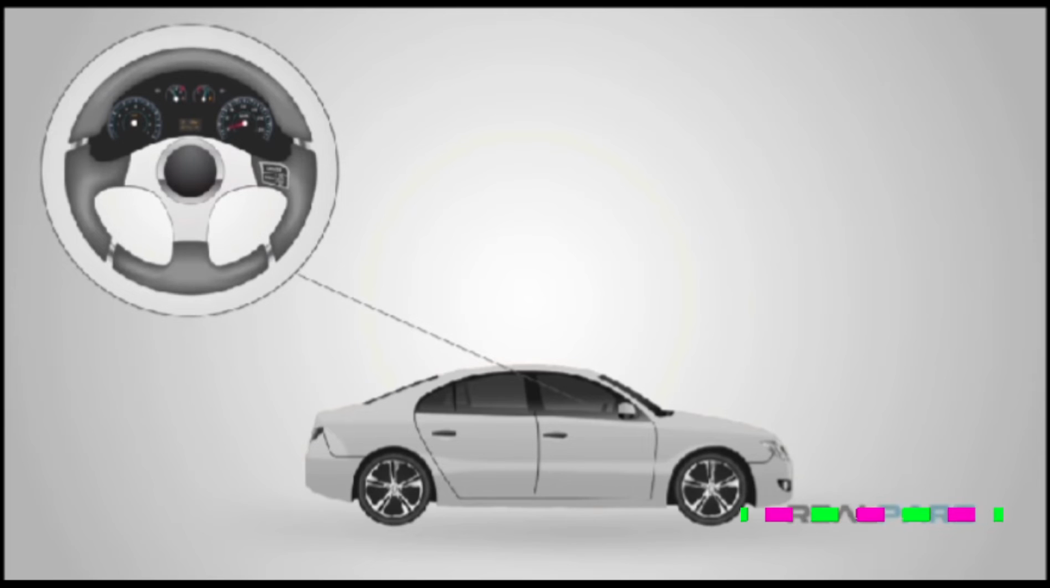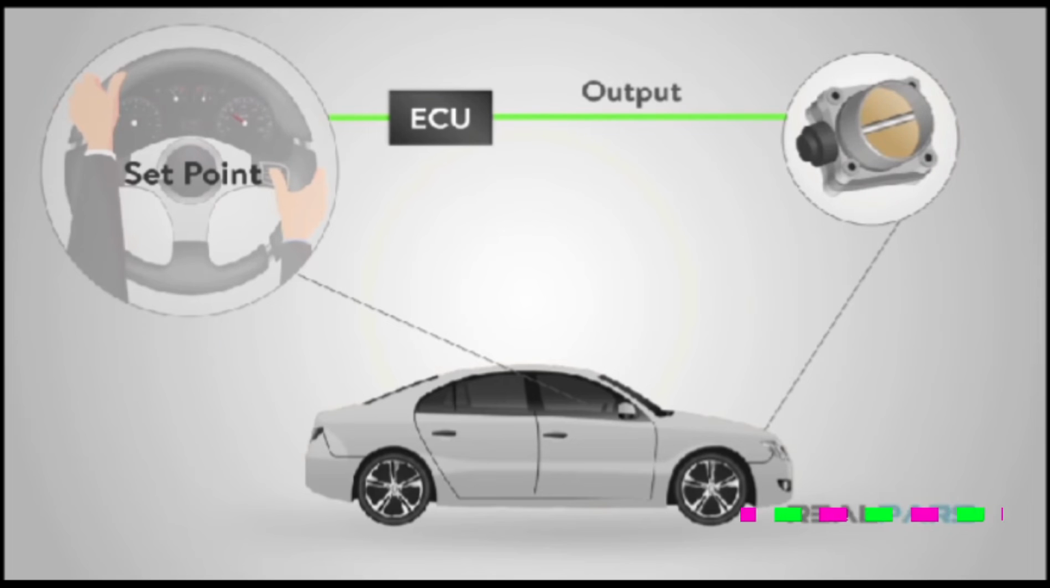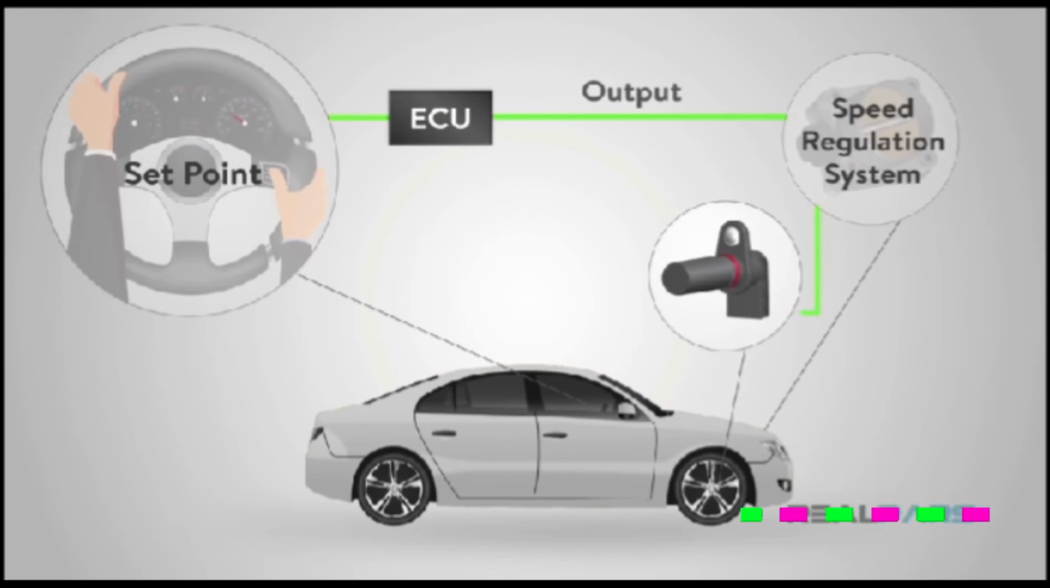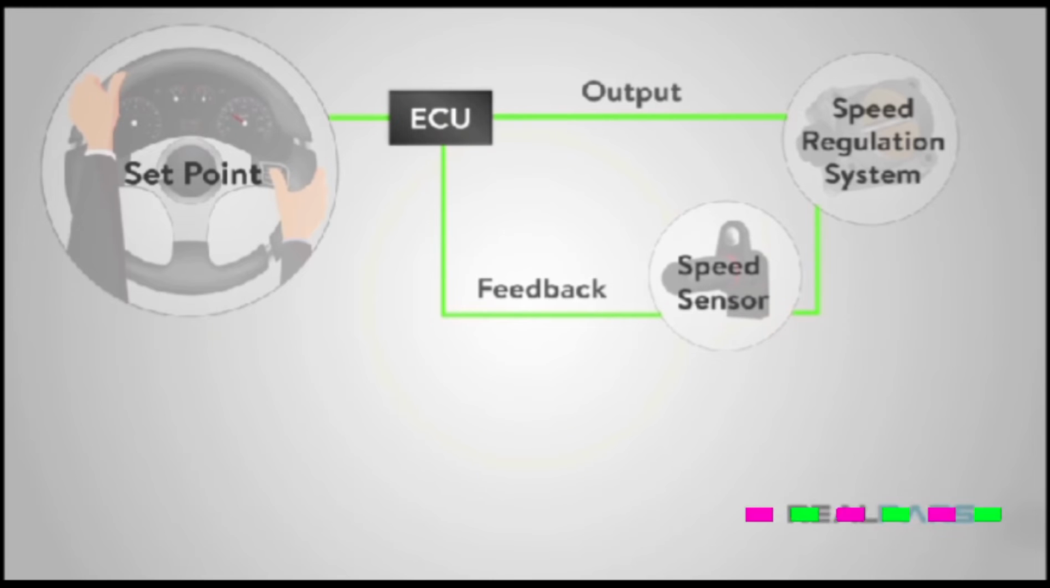Is your cruise control in your vehicle? First you get to the speed that you want to be going. Then you set your cruise control. The cruise control sends output signals to your throttle to regulate the speed. A speed sensor provides your control loop feedback to tell the cruise if the car should speed up or slow down, or how much more or less throttle to provide.